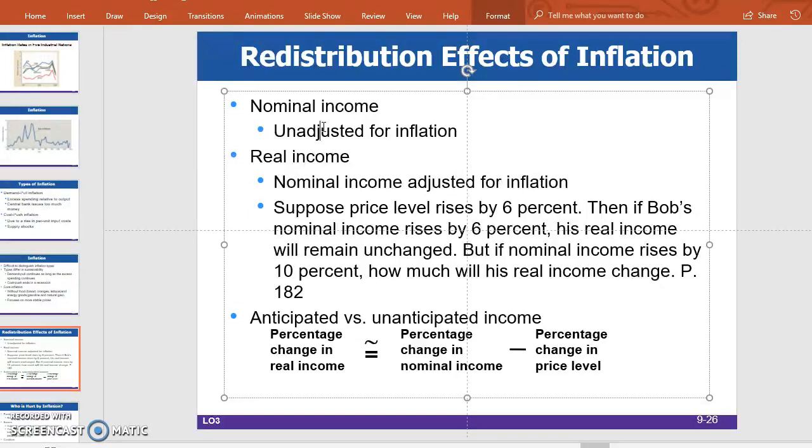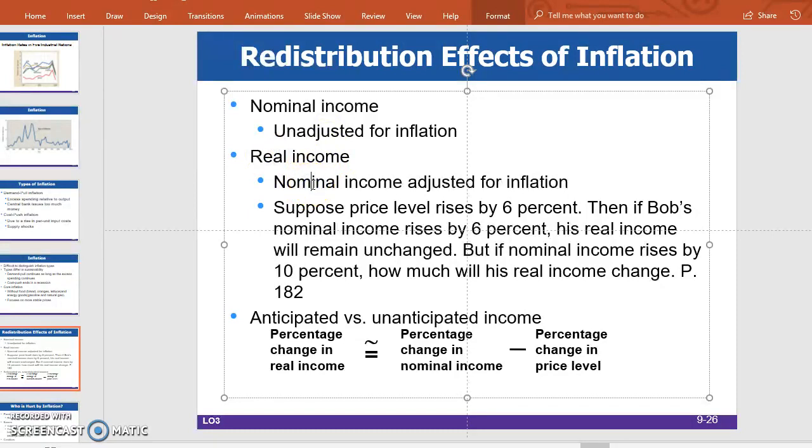But before that, let us examine nominal income and real income. Nominal income is the income that is not adjusted for inflation. So we just go to the market, we collect information about output and price, and then calculate income, right? Calculate GDP, calculate output, calculate national income, as we have seen in chapter 7, without adjusting for price. But then the other method is real income.